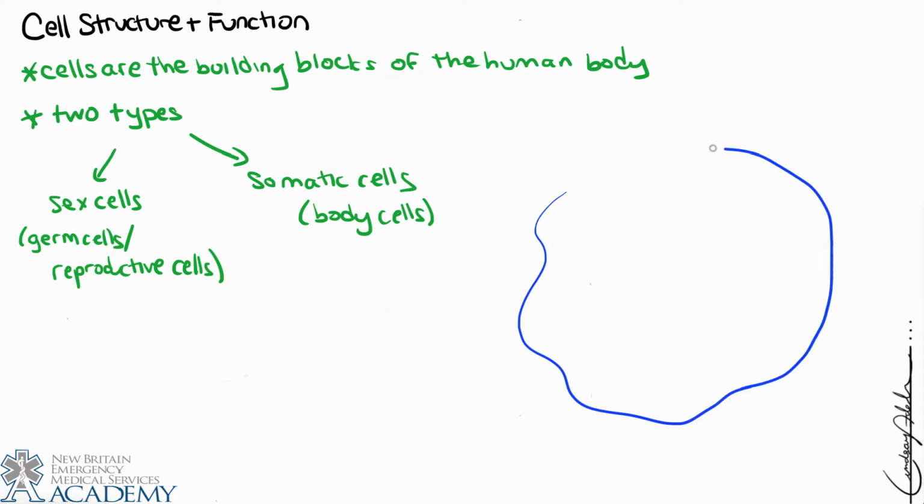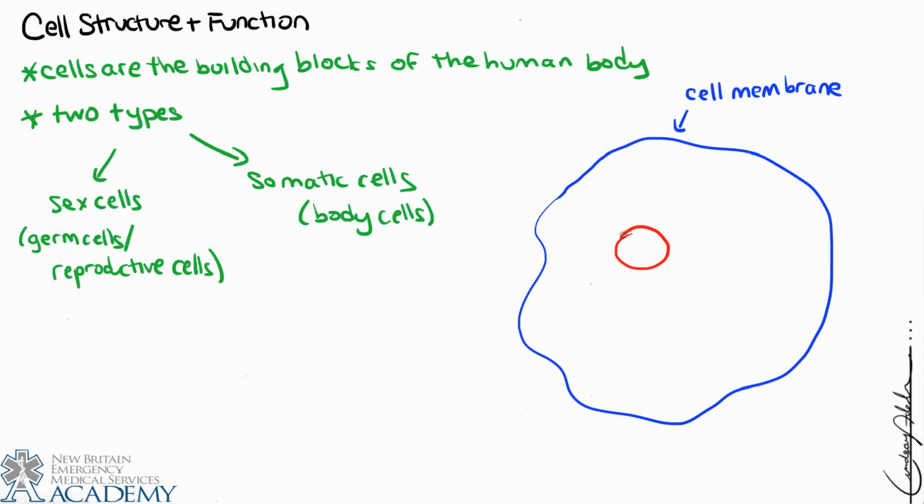Okay, so what we're going to do is just draw a quick little cell with some basic structures that we want to take a look at and just sort of highlight the major components of the cell. So the cell is surrounded by a cell membrane, and we're going to spend a whole video talking just about the structure and the functions of the cell membrane.